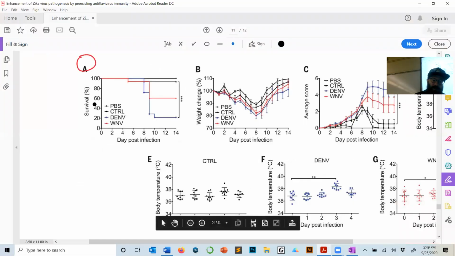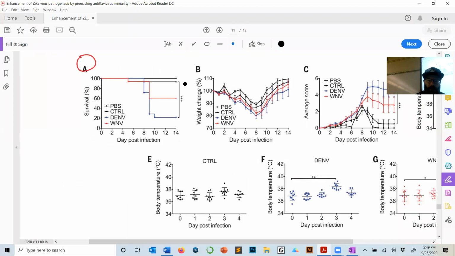Okay, so let's look at the figure. So survival: if you inject them with just the control, plasma from a normal human being, they never die. They don't die after 14 days, okay? So they're all alive. If you inject them with convalescent plasma from people who had been infected with dengue virus or West Nile virus, now all of a sudden they start to die. You see that? They're dying. Every time this thing ticks down, those are some mice that are dying. Does that make sense? Okay.